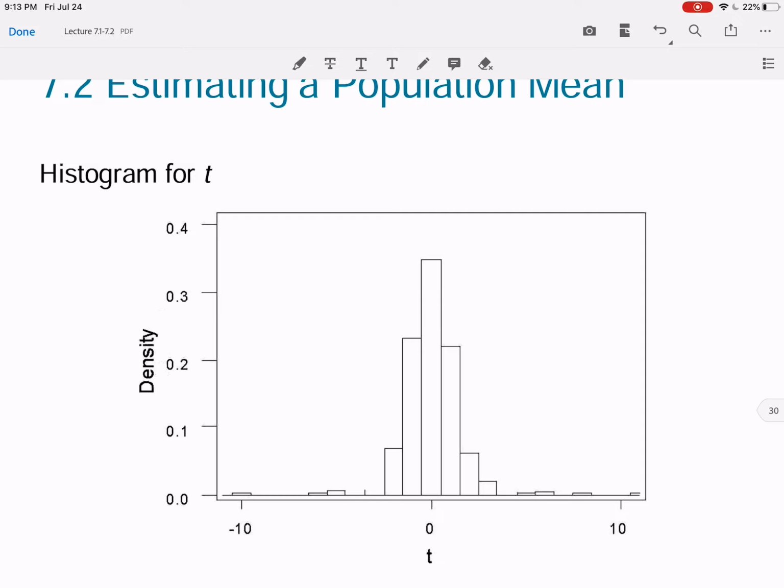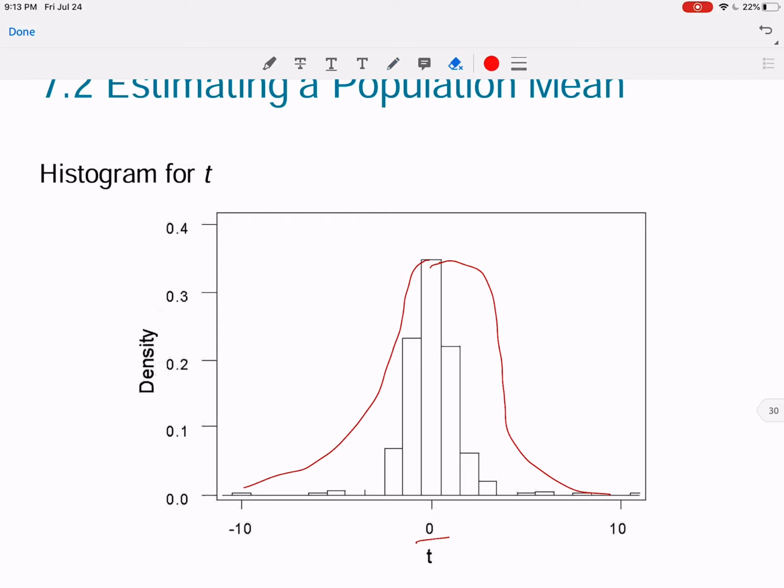Now this is a histogram for t. Now we can tell for this one actually is centered at 0 as well, and is symmetric around 0. But the difference between the t and z is that the t is more spread out. It's more spread out. I will draw this.